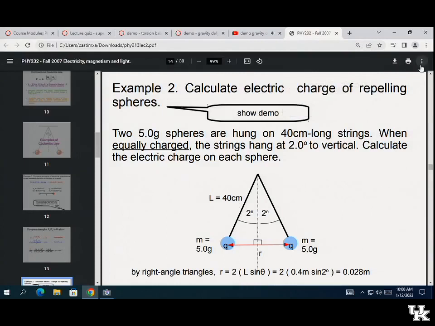So to make it quantitative, if you look in this question here, the masses of those spheres was 5 grams. They were light. The length of the strings, in the video, was 40 centimeters. And the angle to the vertical, how many degrees away from vertical they hung, that was 2 degrees.